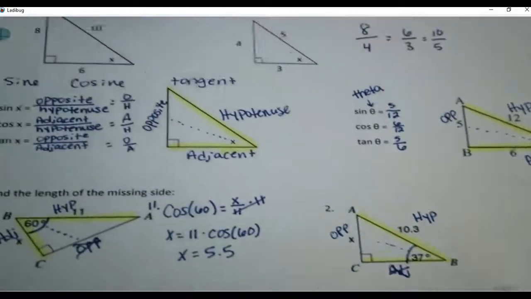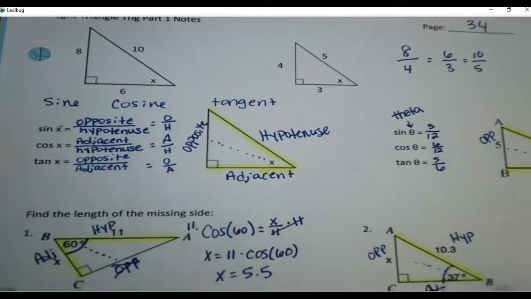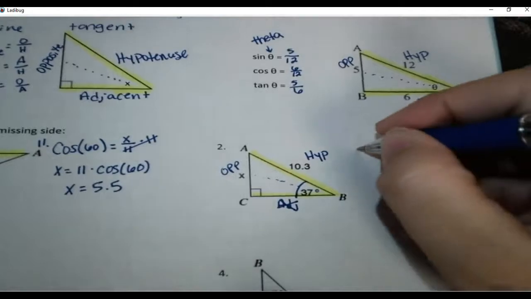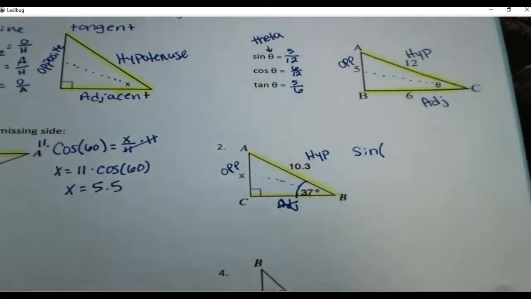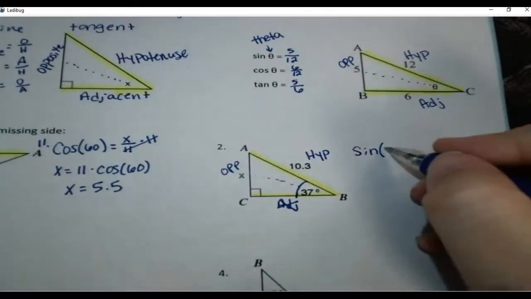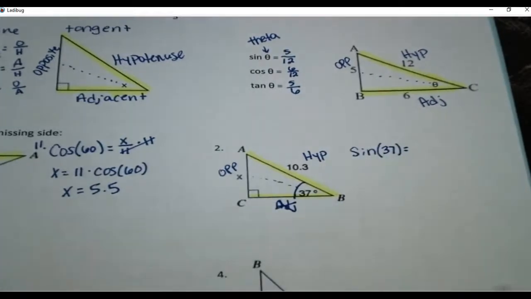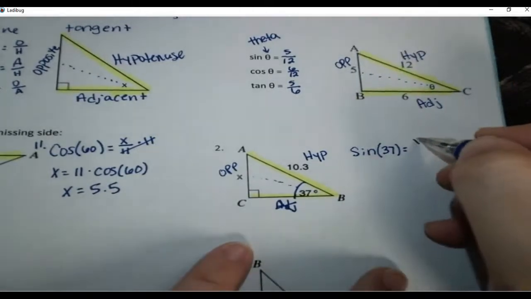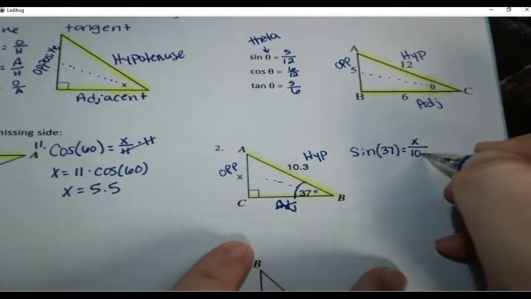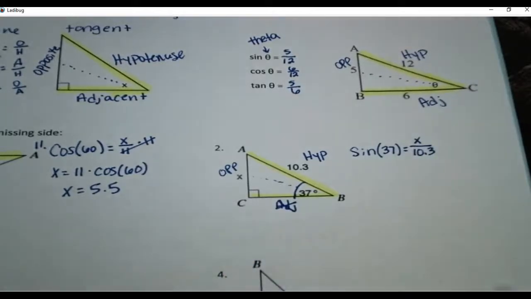Which trig function is opposite and hypotenuse? Sine. So, we do sine of the angle, which again is 37. Good. Equals. And then it's O over H. So my opposite is X. My hypotenuse is 10.3. Okay. So every time you highlight, you label, you set up the equation.